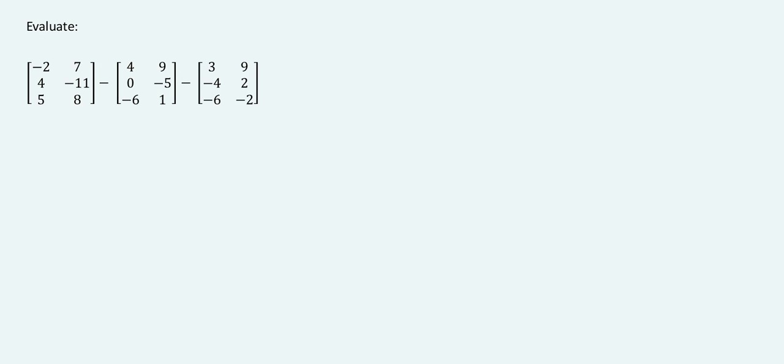Now we're going to look at 3 matrices. So let's look at the number of rows and columns. The first one is 3 rows by 2 columns. Here we also have 3 rows by 2 columns, and then 3 rows by 2 columns. So we can actually subtract each of these matrices.